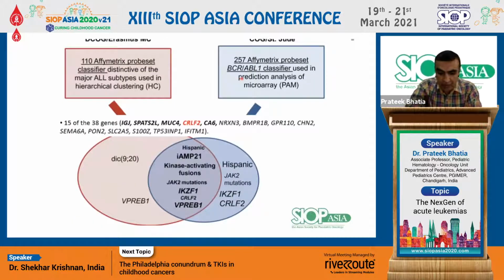pH-like has already been discussed in the last few lectures. So we know it's basically a gene expression profile. So you detect it using probes or genes and looking at their expression, and then telling whether this is pH-like. It was first defined by DCOG, that is the Dutch cohort, as well as the COG cohort. However, both of them use different probe sets, and only 15 of their probe sets overlapped.